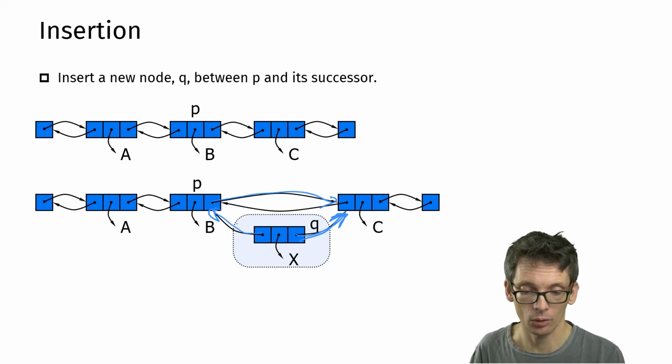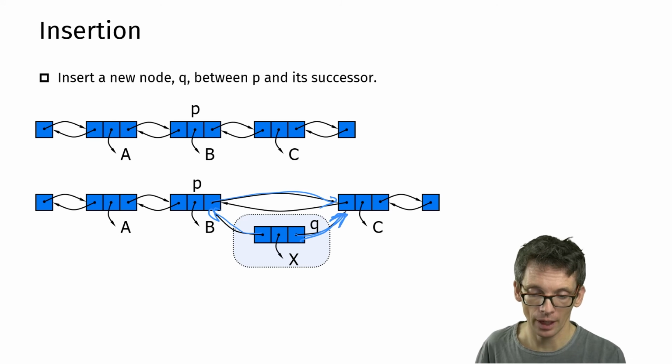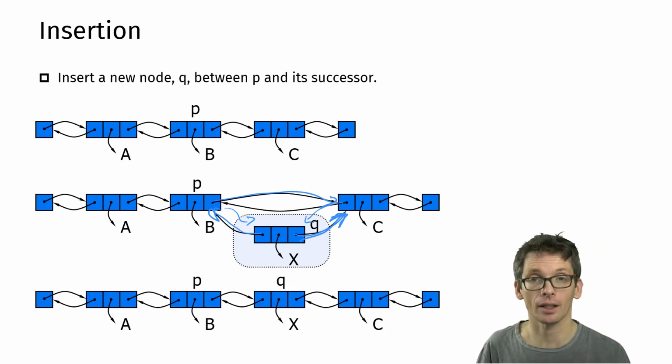And now we need to update the next pointer of P to point at Q and the previous pointer of the successor of P to point at Q, and that's exactly what we do. And all of this we can do in constant time.